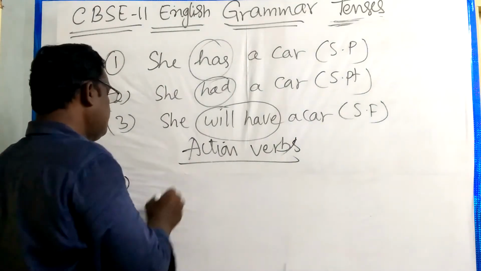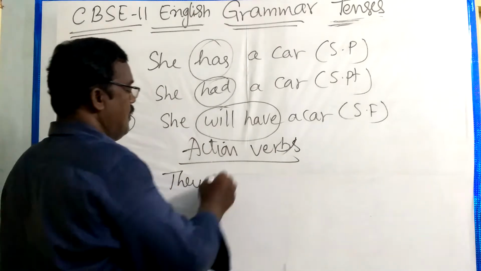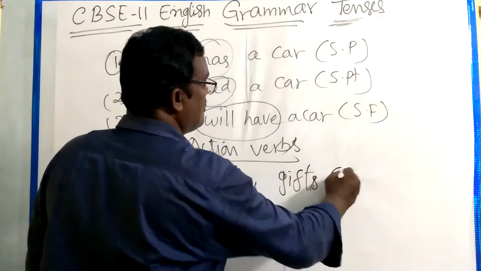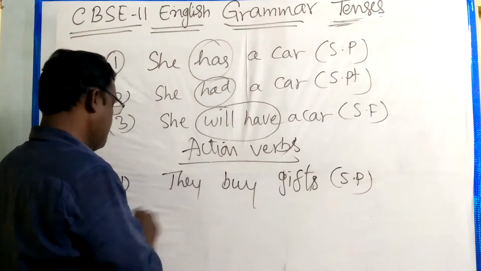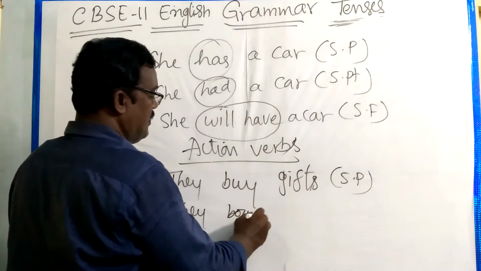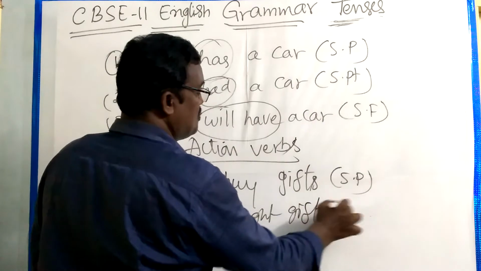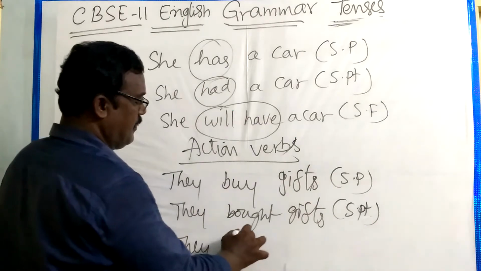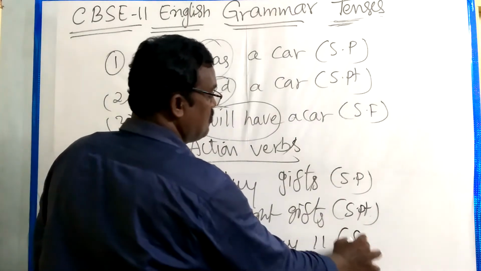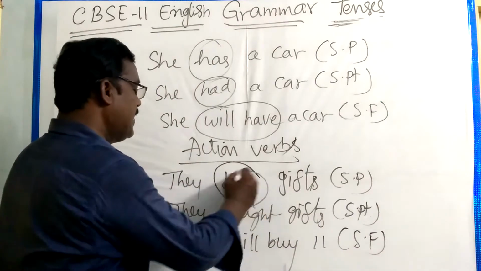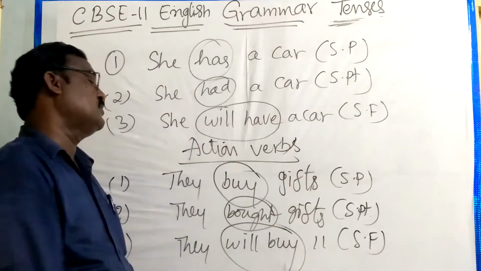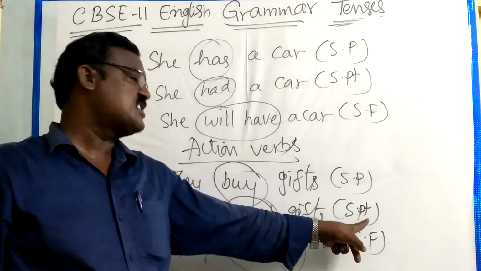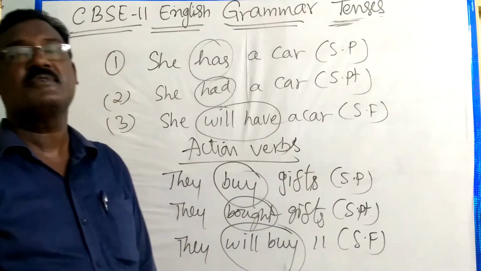See here, they buy gifts, simple present tense. Second one, they bought gifts, simple past tense. They will buy gifts, simple future tense. Now see here, buy, bought, and will buy. So change in the form of the verb. Tense is nothing but this: simple present, SP; simple past, SPT; simple future, SF.